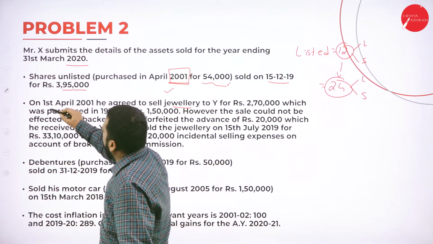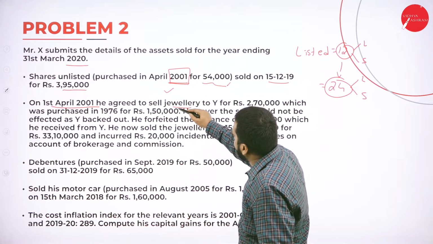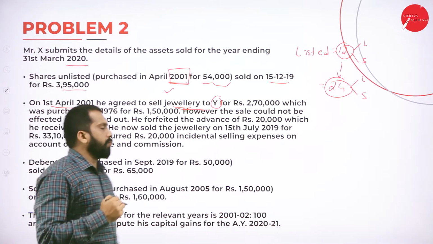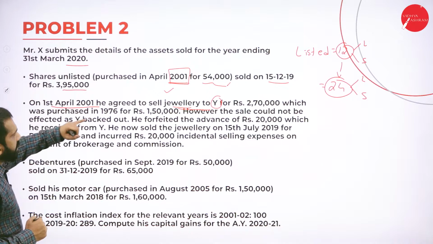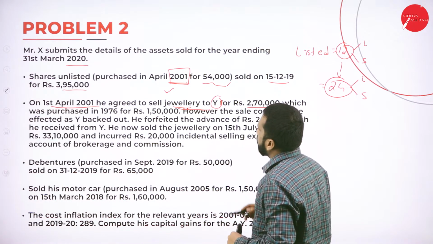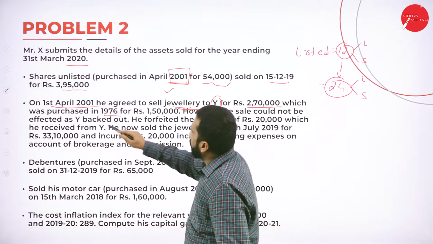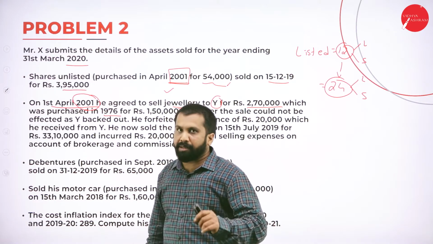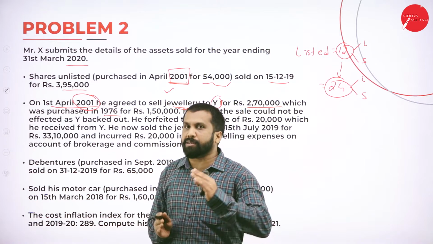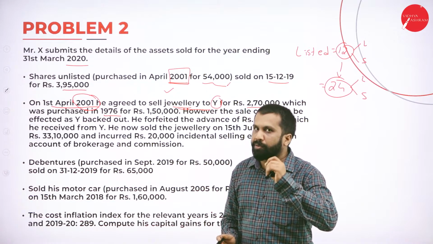Second one. On 1st April 2001, he agreed to sell jewelry to Y for rupees 2,70,000, which was purchased in 1976. What is the 2001? Remember, there is a common year. Clear? Anything which happens on or before 2001, we should consider that year as 2001 itself.